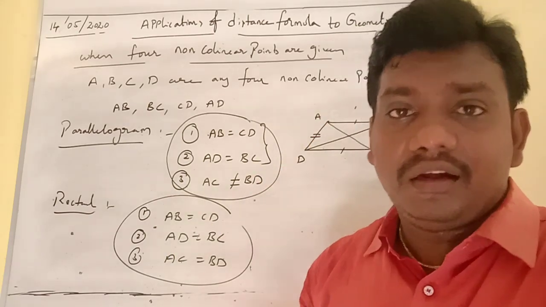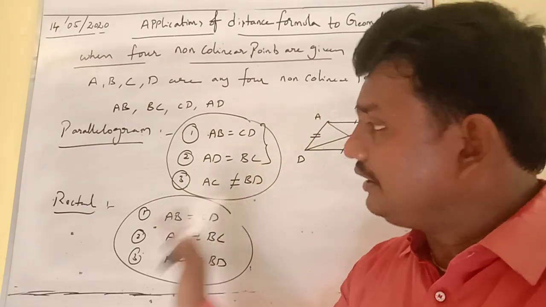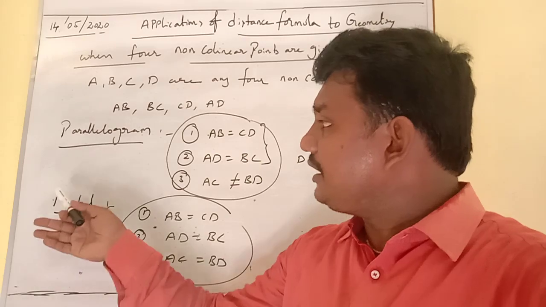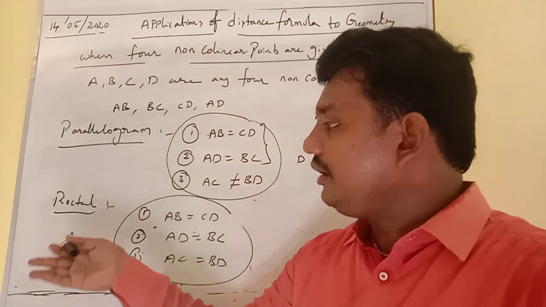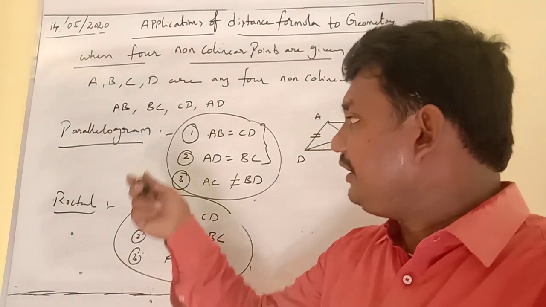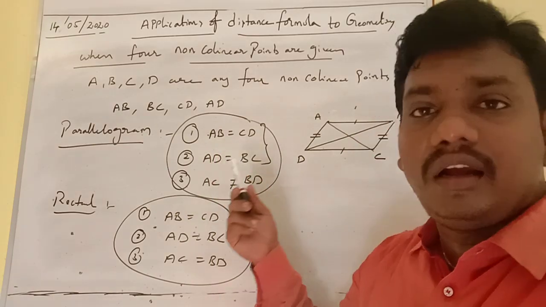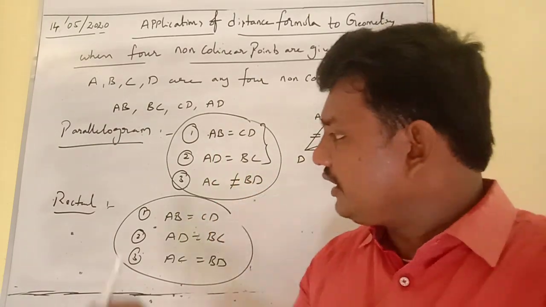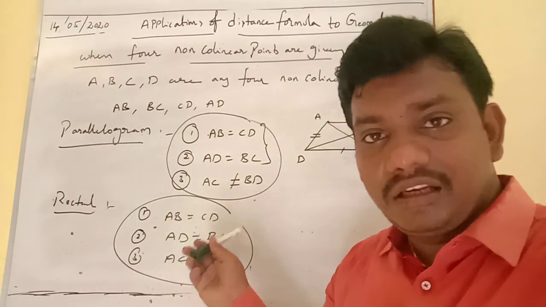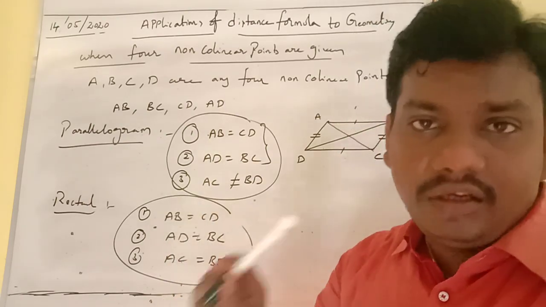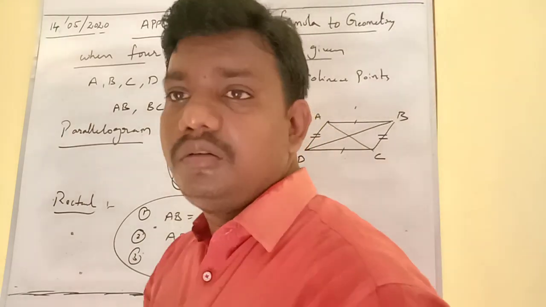We must find the diagonals also for special types of quadrilaterals, whereas the special types of quadrilaterals are the parallelogram and rectangle. Whenever it is a parallelogram, opposite sides are equal and diagonals are not equal. Then coming to the rectangle, opposite sides are equal and diagonals are also equal in a rectangle. That is a very important point.